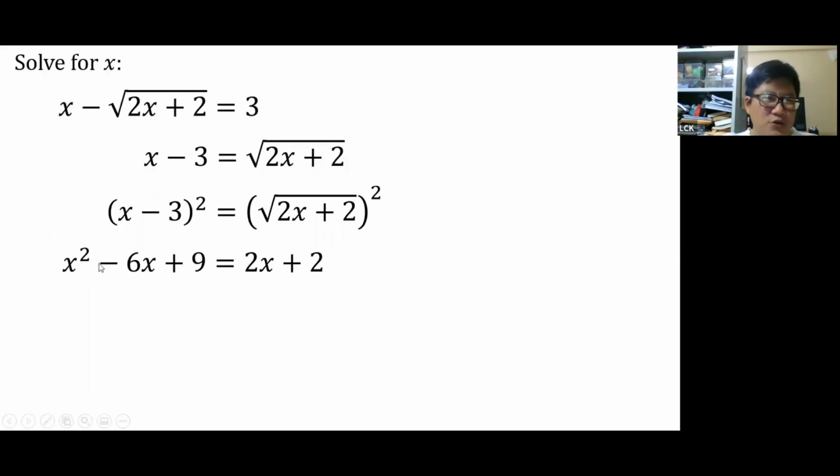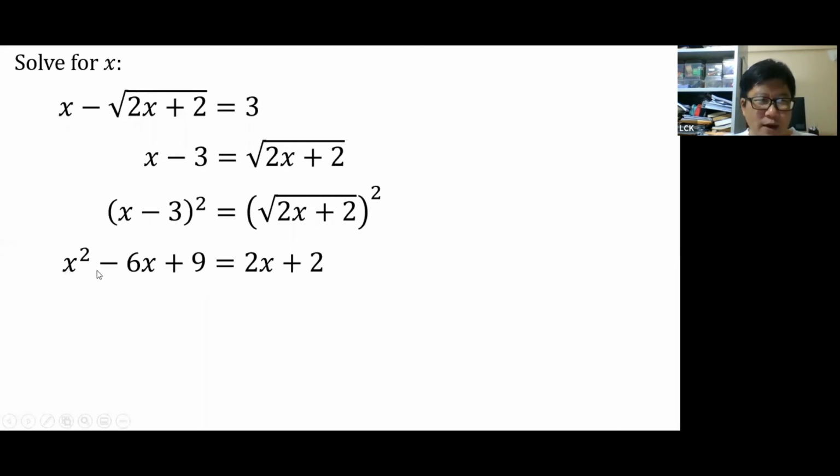On the left side, what you do is just expand this. So x minus 3 squared, you get x squared minus 6x plus 9. All right, so expand it. And this is your quadratic equation. And right now, I hope you see why I decided to start off with a quadratic equation.